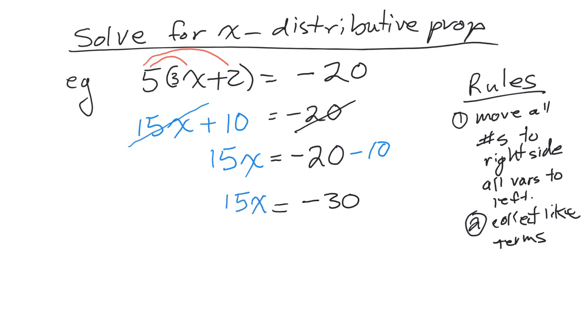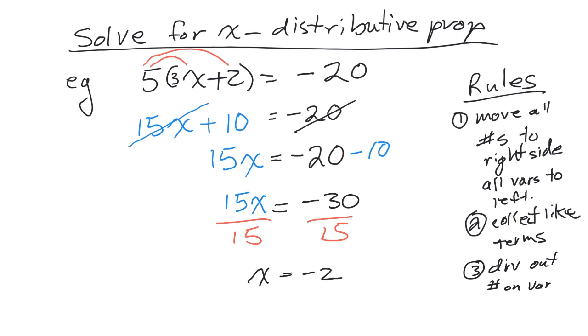The last stage of our problem is we need to go and divide out the number on the variable. So we're going to divide out, well, 15. And we end up with a final answer of x is equal to negative 2. And we're done.